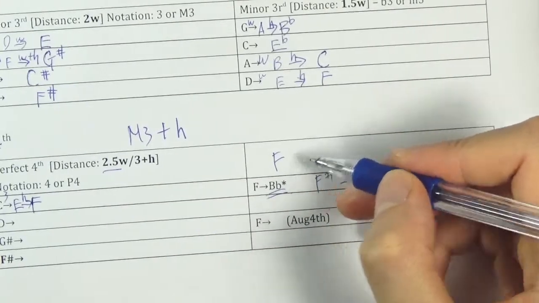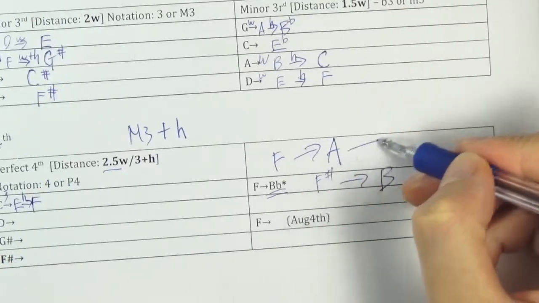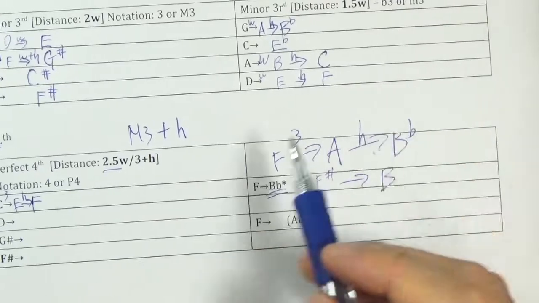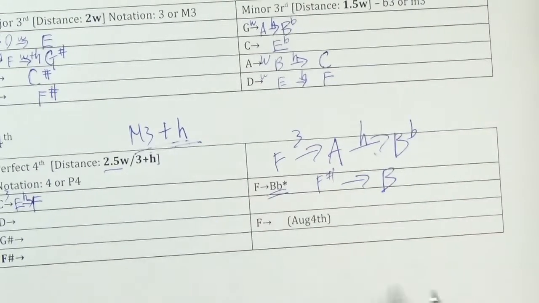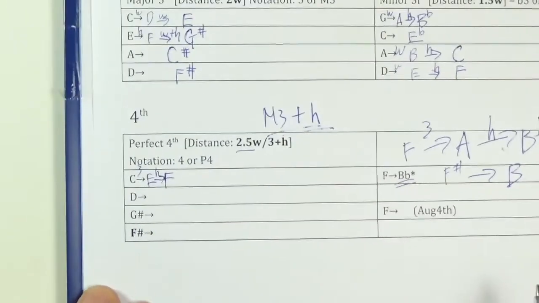So for example, when you go from F to A, that would be your major third. A to B flat would be a half step. All right, so it fits our formula here very well. And let's finish up the rest of the examples here.